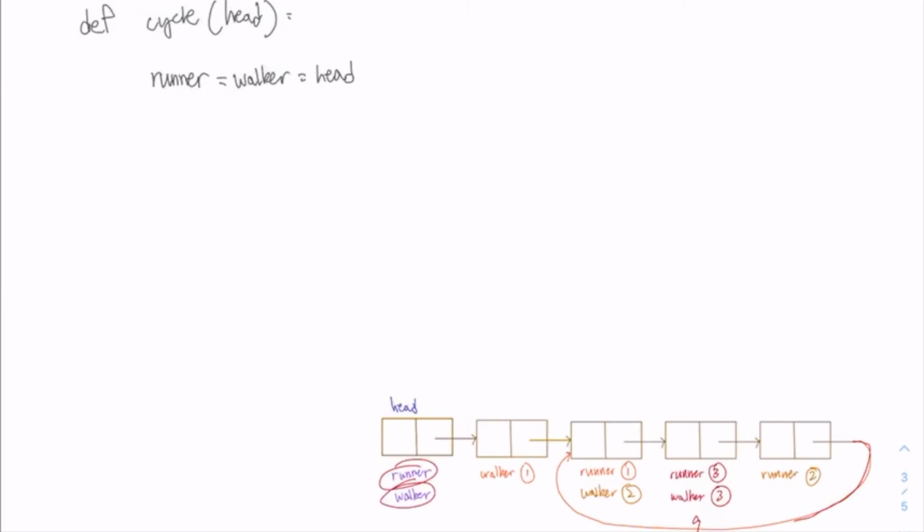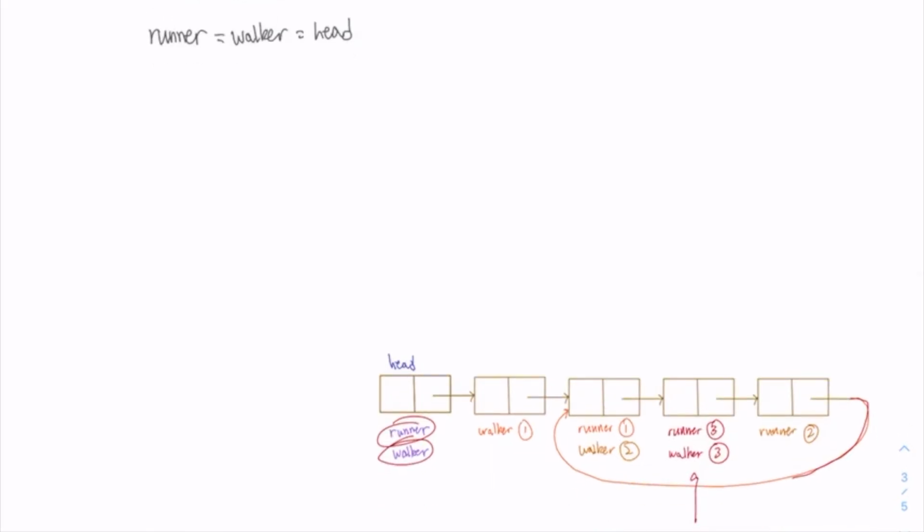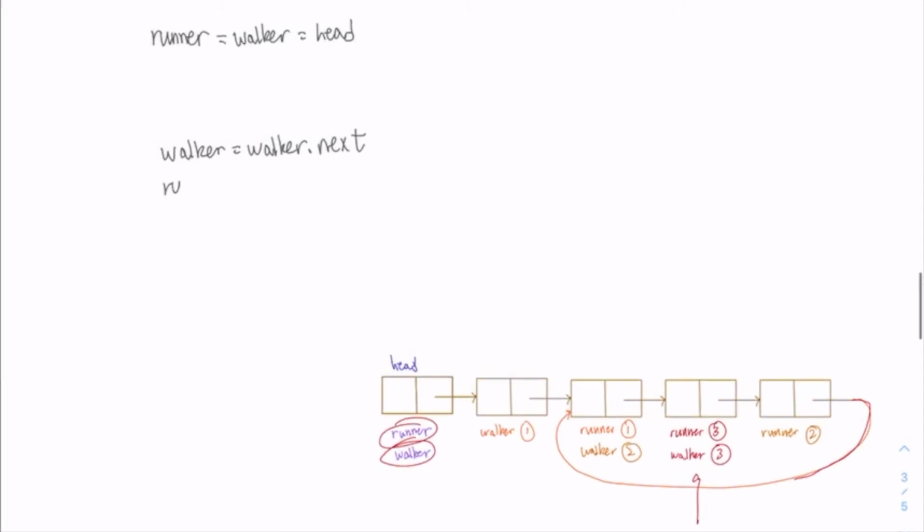Okay, now we have to do this walker and runner iteration where runner goes 2 nodes every time it's run and walker goes 1 node every time it's run. In order to do this, you have to do walker equals walker.next and runner equals runner.next. Runner will have 2 .next variables because runner is going twice.